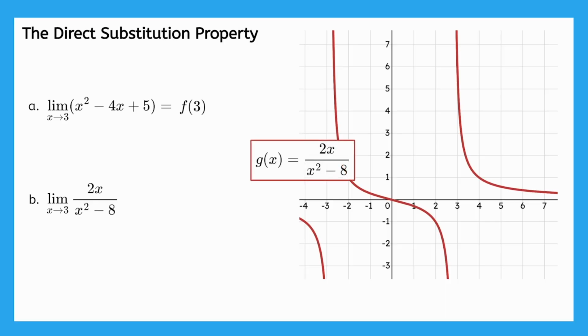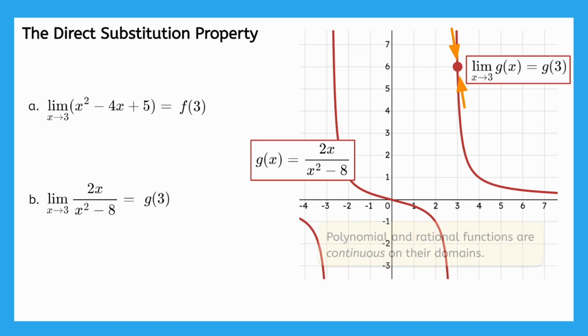Similarly, here's the graph of the rational function from the second limit. Once again, as we approach x equals 3, the graph goes directly toward the point at x equals 3. So the limit as x approaches 3 of g of x is just g of 3. This happens because polynomials and rational functions are continuous on their domains. In fact, the direct substitution property applies to all continuous functions, but we'll specifically be focusing on polynomial and rational functions for now.